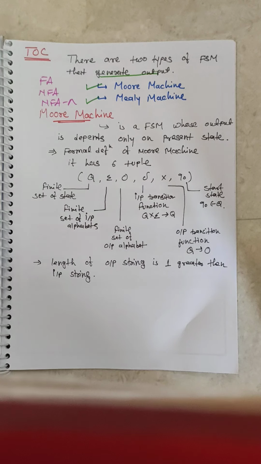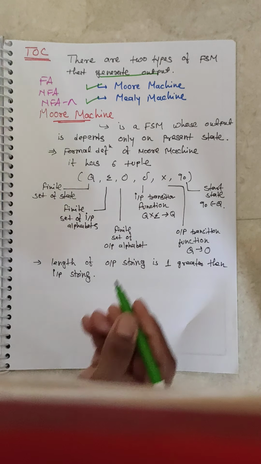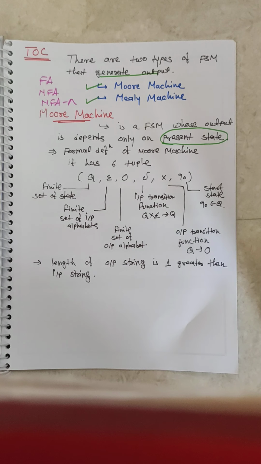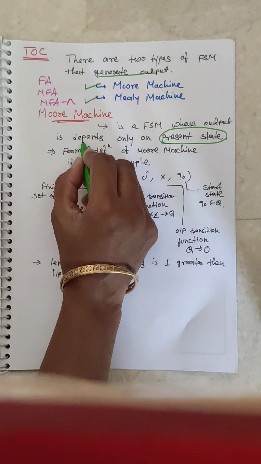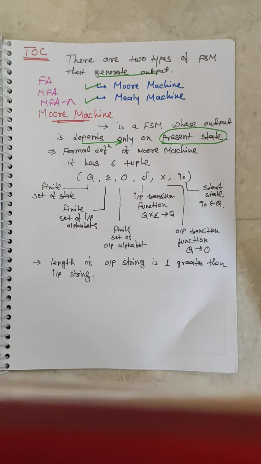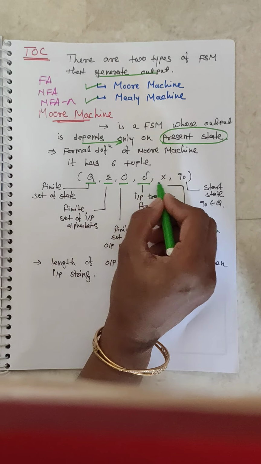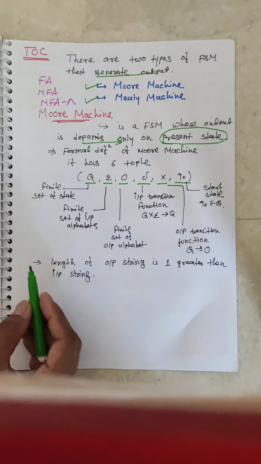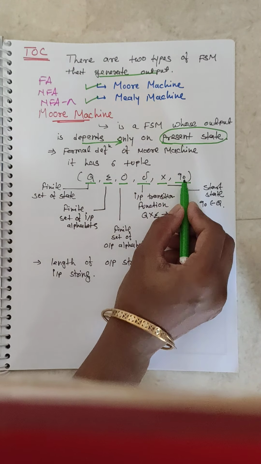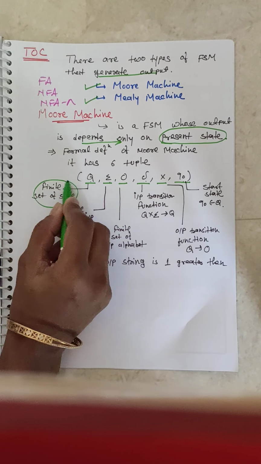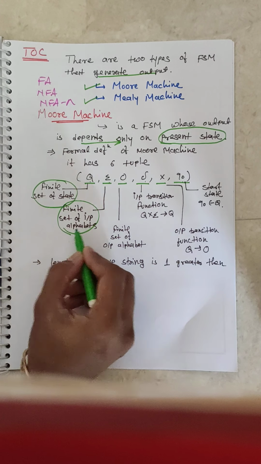So we continue with the Moore machine. A Moore machine is an FSM whose output depends on the present state, only on the present state. Now the formal definition of the Moore machine is a 6-tuple: Q, sigma, O, delta, X and Q0. Here Q, sigma, delta and Q0 are the same as in the FA.